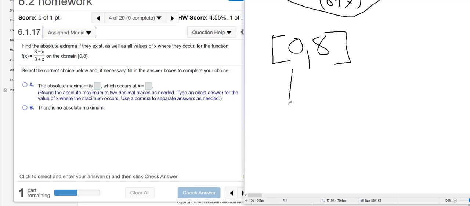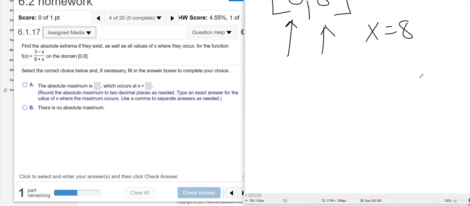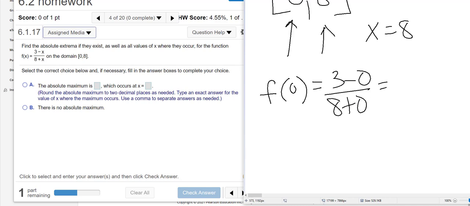So if there's a max and a min, they would occur at one of these x values, x equals 0 or x equals 8. So one of them is going to be the max, the other is going to be the minimum, unless they happen to be the same, okay? Which I don't think is going to happen. So let's evaluate f at 0. That's going to give me 3 minus 0 over 8 plus 0, which is 3/8. And they've asked for 2 decimal places, so 3 divided by 8 is about 0.38. It's 0.375, but to 2 places is 0.38.